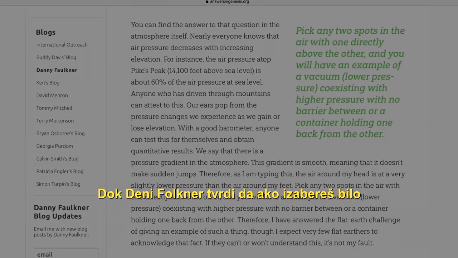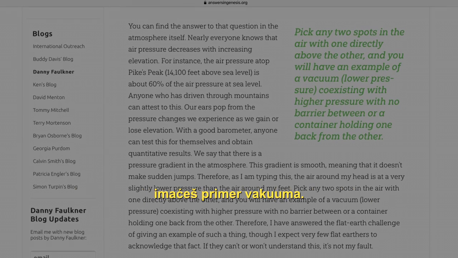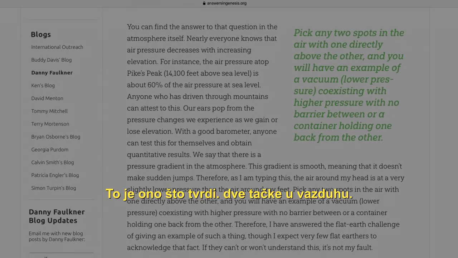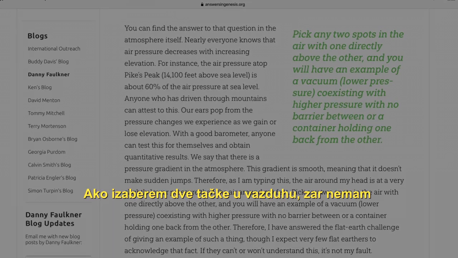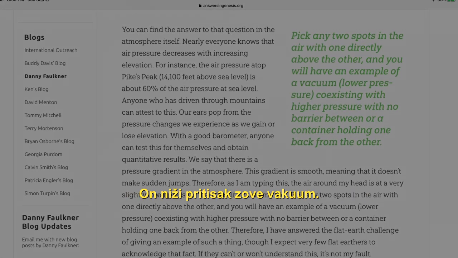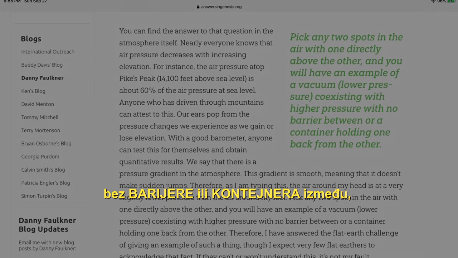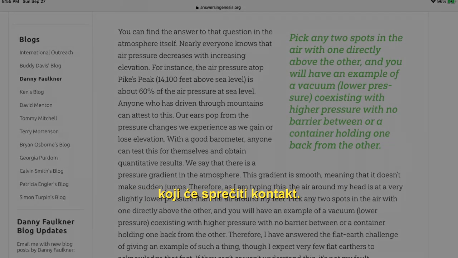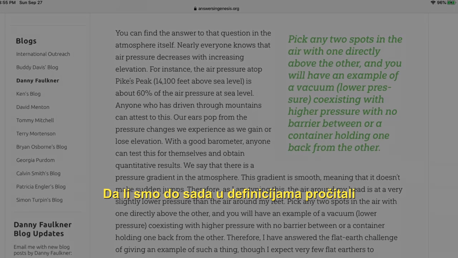But Danny Faulkner says pick any two spots in the air with one directly above the other, and you will have an example of a vacuum. Now notice what he says, two spots in the air. If I pick two spots in the air, don't I still have air? But he says there's a vacuum there. And he calls lower pressure a vacuum, coexisting with a higher pressure, with no barrier between or a container holding one back from the other. So far in our definitions, have we read that at all?